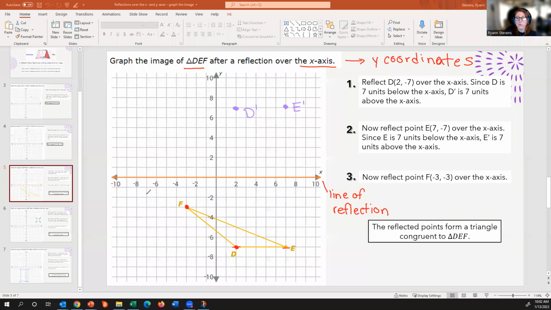Now the last point that we have is point F. This point is much closer to our line of reflection. We're going 1, 2, and then 3 places down. So we do the same thing here: 1, 2, 3 places up, and that would be F. Once we have all of our points reflected across our line of reflection, we can go through and connect those points.